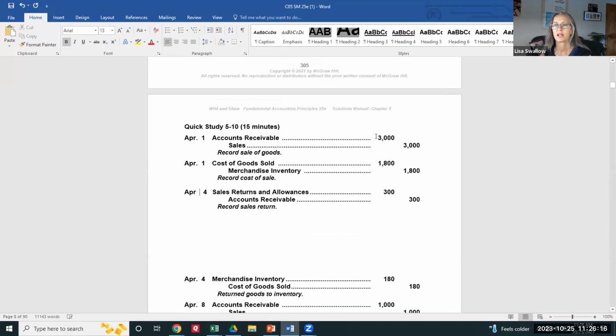So how much is in my AR account now? If I set up a T account, I'd have a debit for $3,000. And I'd have a credit for 300. So there would be $2,700 left in my AR account, which is exactly right. That's what Good Food Store owes me.